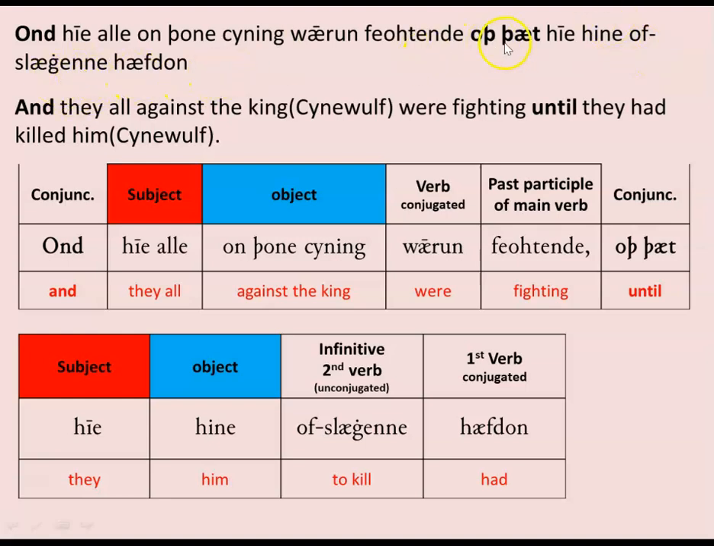Okay, now "off that" until is a subordinating conjunction, and if you notice here in this clause, it is a subordinate one. You've got all the verbs at the end, plus you've got the fact this is a subordinating conjunction. So this is the secondary or dependent clause, and this one here is the primary or independent clause. Okay. They all against the king, Cunewulf in this case, were fighting until they had killed him, killed Cunewulf. And this comes from the story of Cunewulf and Cuneherd.